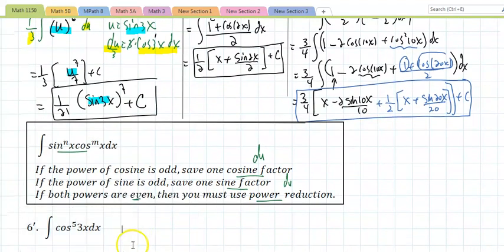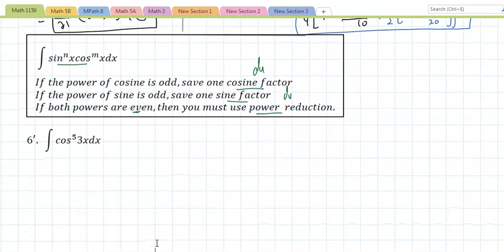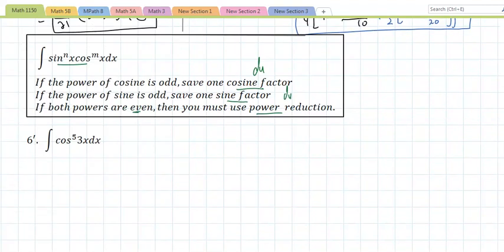Let's look at problem number 6. I noticed that this is an odd power of cosine, so the way it works, I save a cosine of 3x. Remember, this is going to be my du. Every time you save a factor, that's your du. Wouldn't this be the cosine to the fourth of 3x?